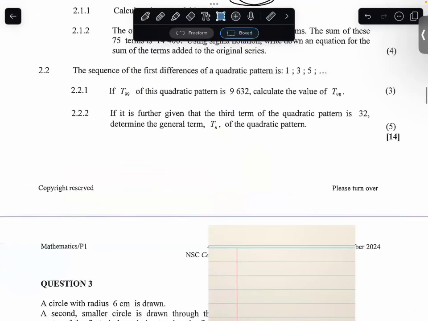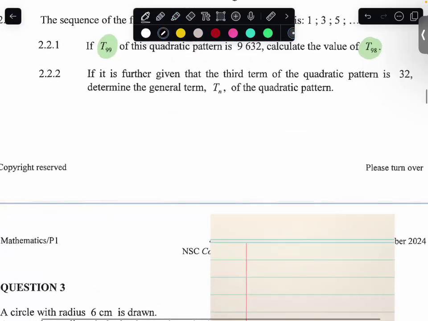All right, it says the sequence of the first differences of a quadratic pattern is 1, 3, 5, and so forth. If T99 of this quadratic pattern is 9,632, calculate the value of T98. Now, there's a bit of theory that you need to know here, all right? If they're talking about T99 and T98 of the quadratic number pattern, you first need to understand the relationship between a quadratic number pattern and its first difference.